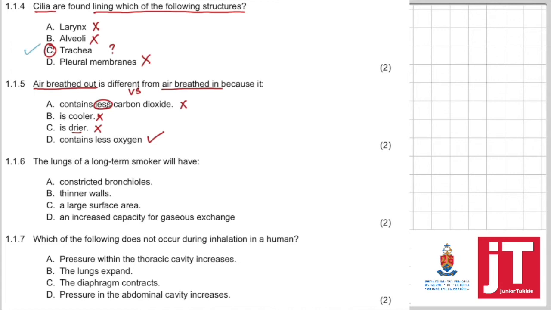1.1.6, the lungs of a long-term smoker will have. So here we're looking at the effects of smoking. All right. The lungs of a long-term smoker: constricted bronchioles, well, we could probably explain that one in there. Definitely would have thinner walls. Well, we would think that's not a good thing either. Would have a large surface area. Would have an increased capacity for gas exchange.